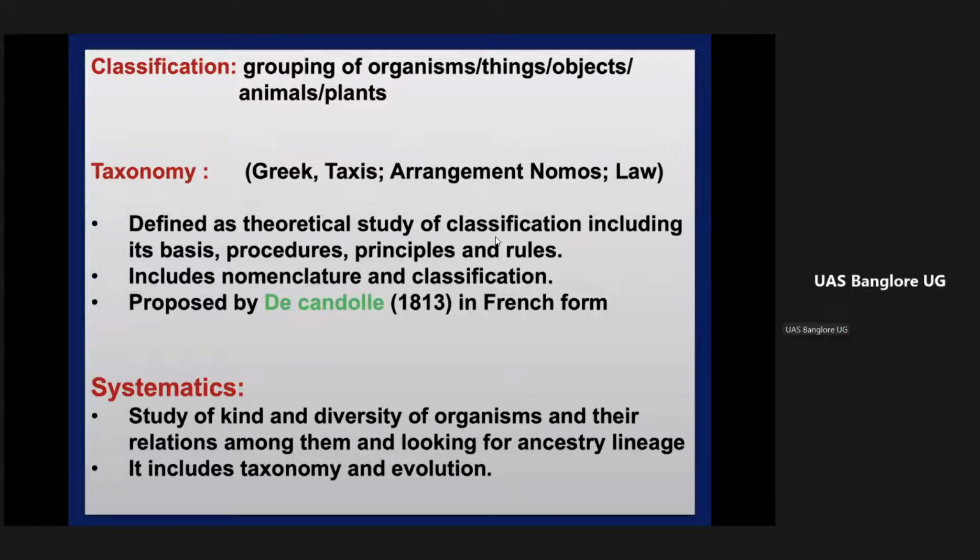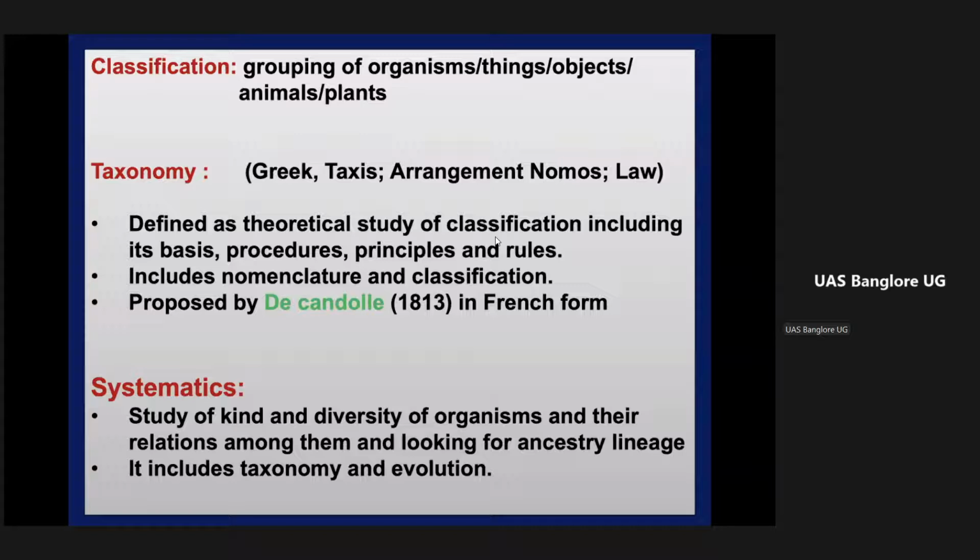So all those things you group them and put it at one place. So that is what is nothing but grouping. Classification is nothing but grouping of the organisms, things, objects, or plants, or animals. Okay, it is very, very simple. Then coming to taxonomy, there are three terms: classification, taxonomy, and systematics. Classification, very simple, put all the things in one place and group them, whatever it is.